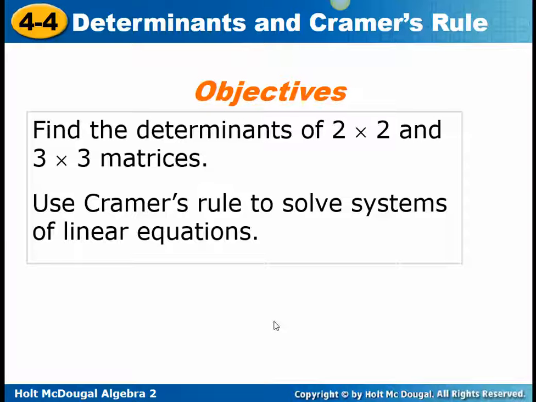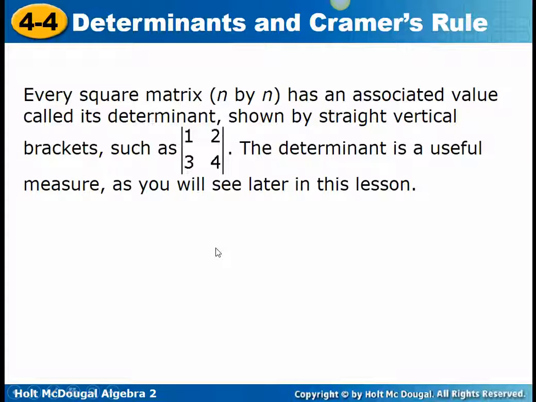Hello, this is Ms. DB, and today we're going to continue our work with matrices in Chapter 4 and do Chapter 4, Section 4, which is on determinants and Cramer's rule. So we are going to find determinants of both 2x2 and 3x3 matrices and then use Cramer's rule to solve systems of linear equations. We've solved systems of linear equations with graphing, with substitution, with elimination, and now you're going to learn another way you can solve them.